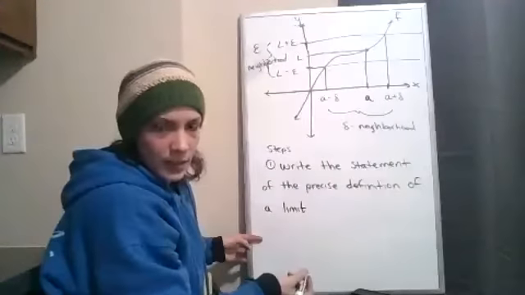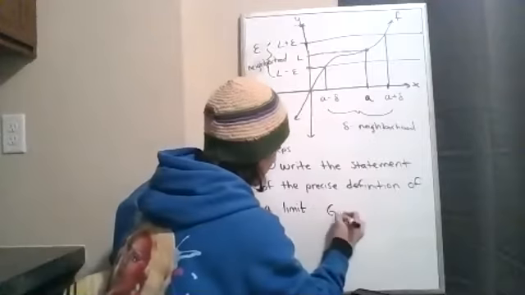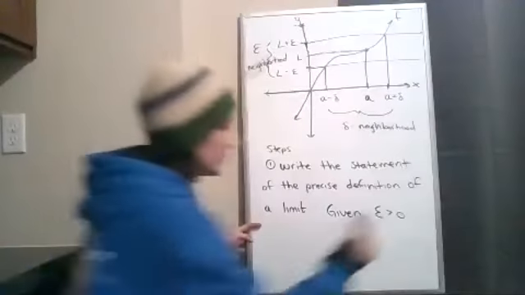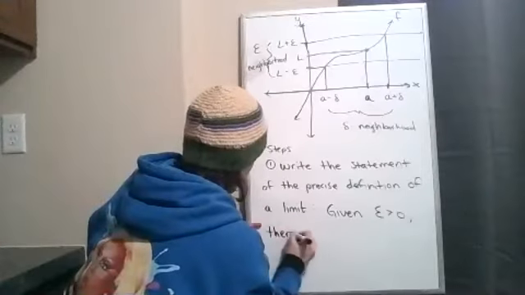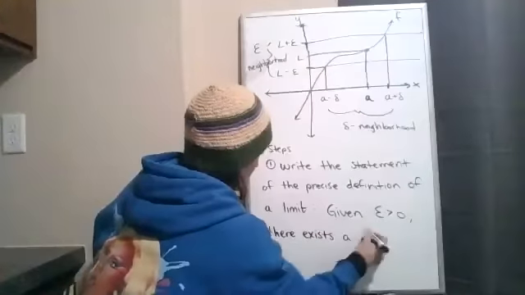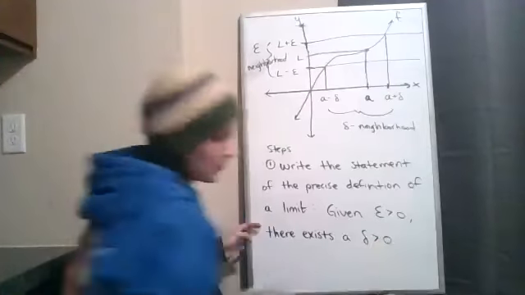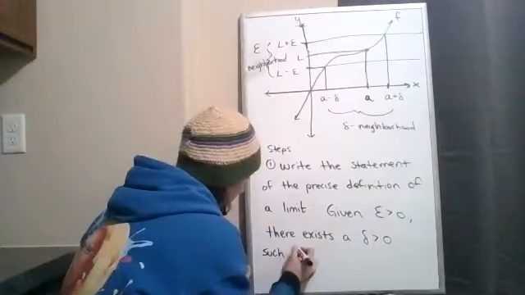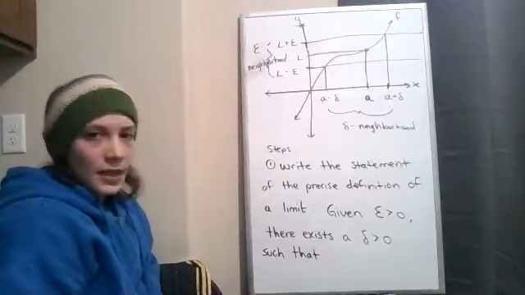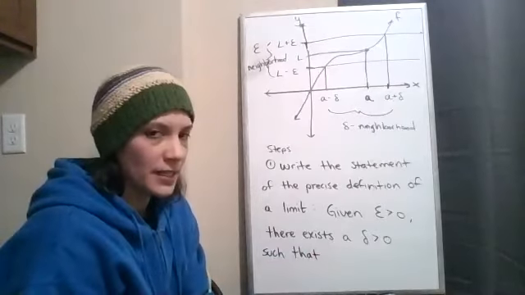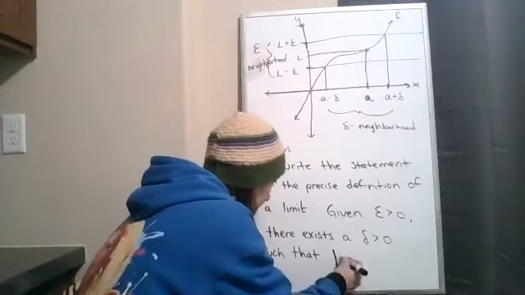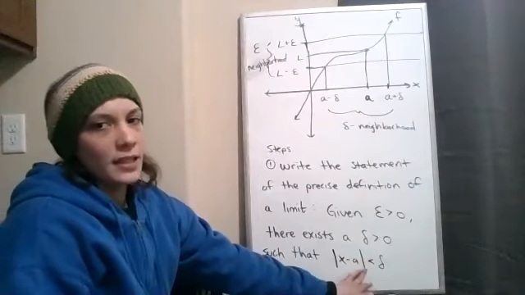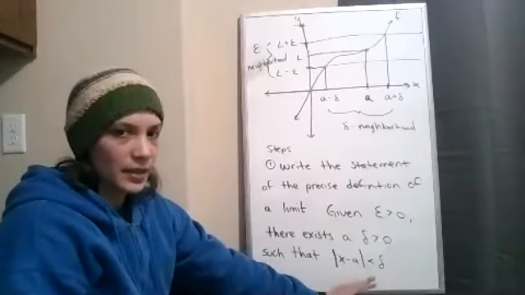So it always starts with given epsilon greater than 0. There exists a delta greater than 0 such that if the absolute value of x minus a is less than delta, then the absolute value of f of x minus L is less than epsilon.